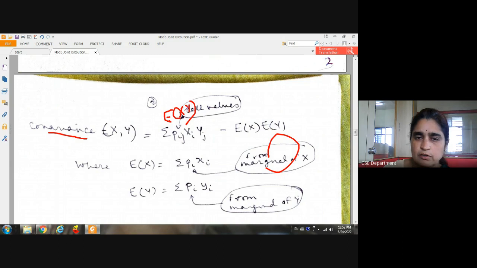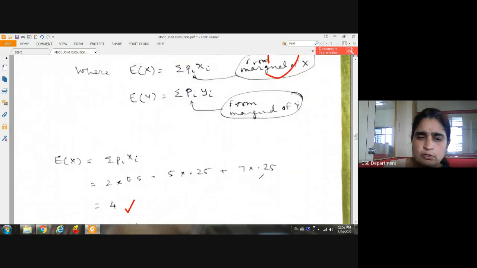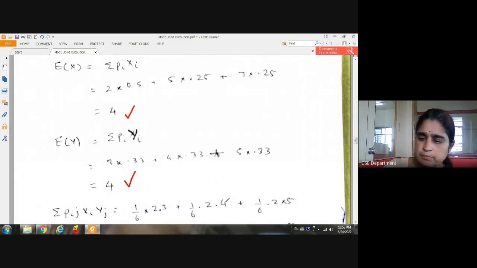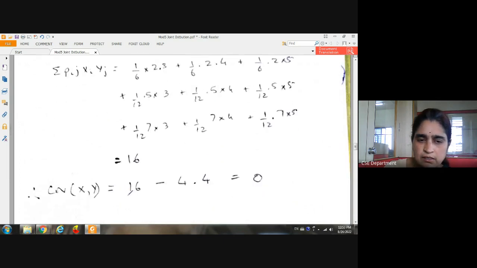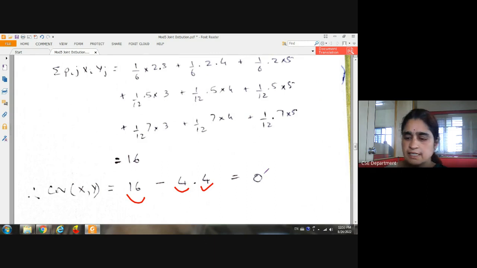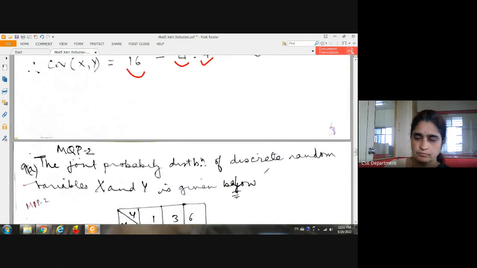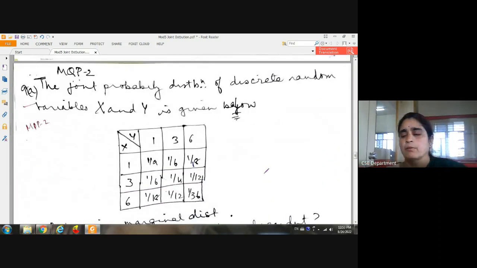Covariance is expectation of the product minus expectation x, expectation y. Don't need to remember; what you need to remember is this: Pij, Xi, Yj, 9 terms, minus expectation x into expectation y. This if you do, you get covariance xy. For this particular problem, covariance is 0. Right? So first problem, calculating marginals and then calculating the covariance of random variables x and y. You know how to do. This was a quite simple problem, you'll agree.